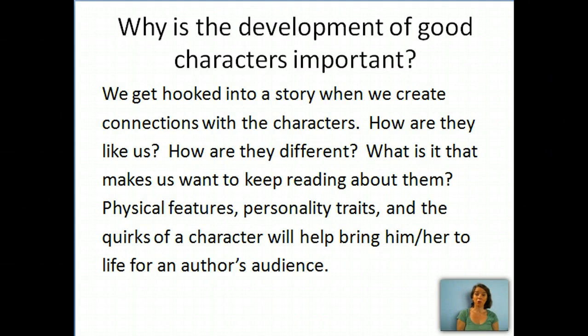We get hooked into a story when we create connections with the characters. How are they like us and how are they different from us? What is it that makes us want to keep reading about them? Their physical features, personality traits, and the quirks of a character. All these things will help bring that person to life for an author's audience, which is what you want to do. Are those some of the things you came up with your teacher? I hope so, and I bet you came up with a lot of other great ideas too.